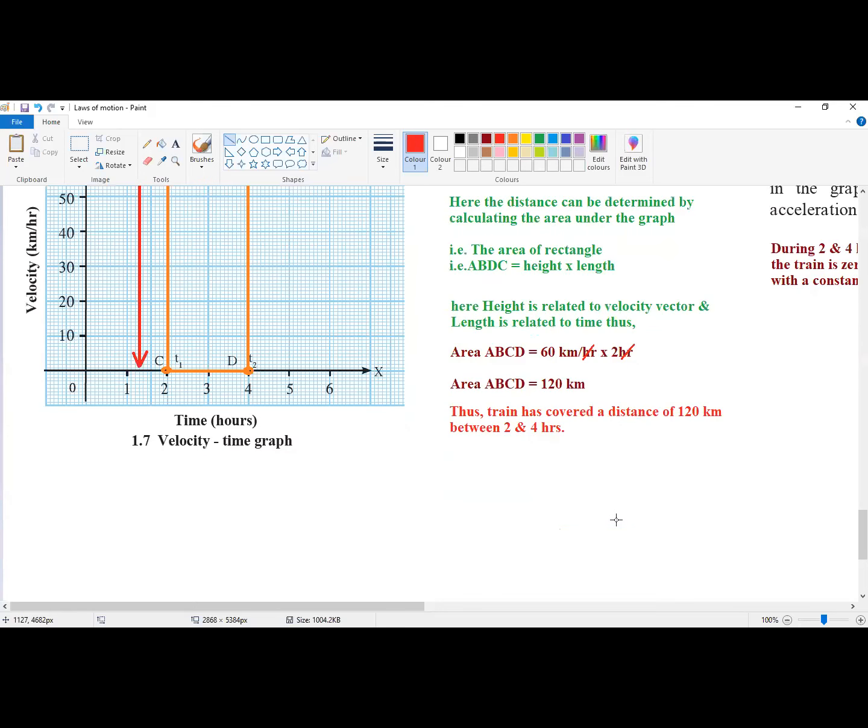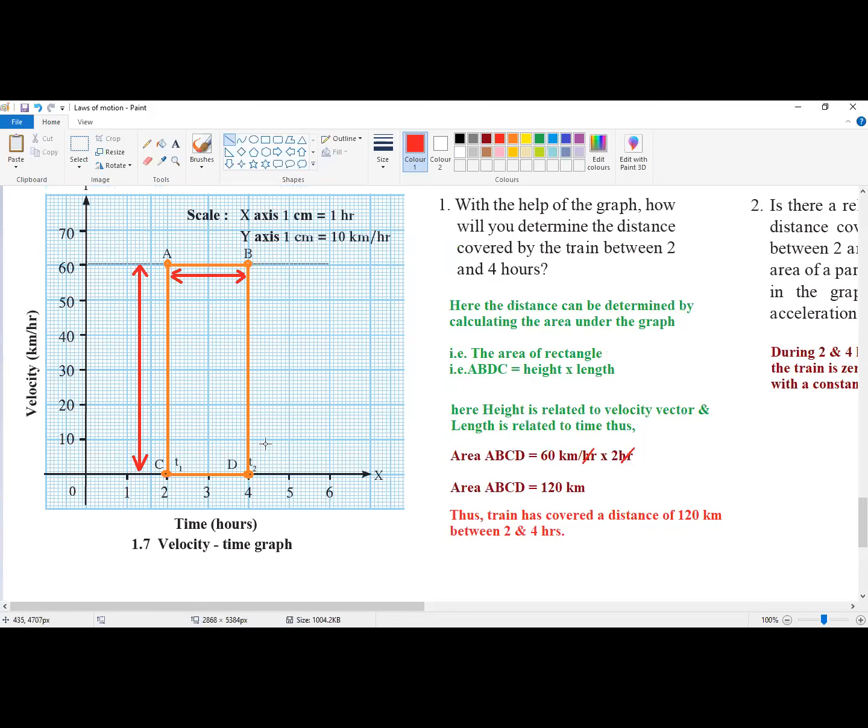Now suppose you are asked to determine the total distance covered by the train. Total distance means you have to start right from the origin. You have to start right from the origin. तो origin से अगर हमने start किया तो क्या होगा है?